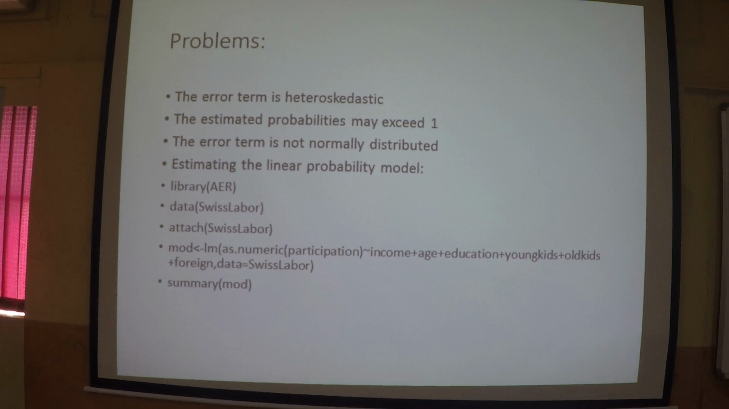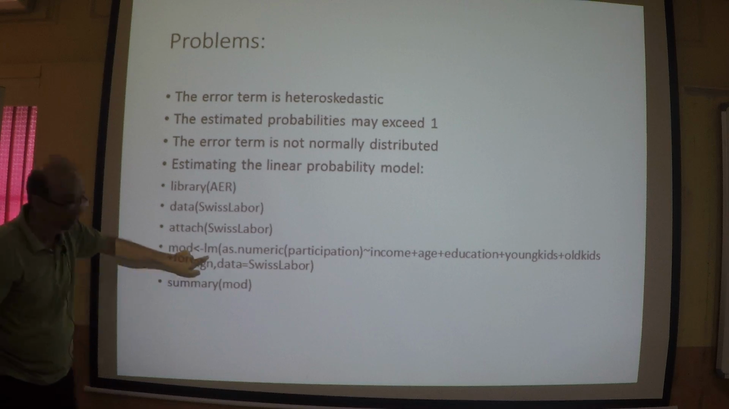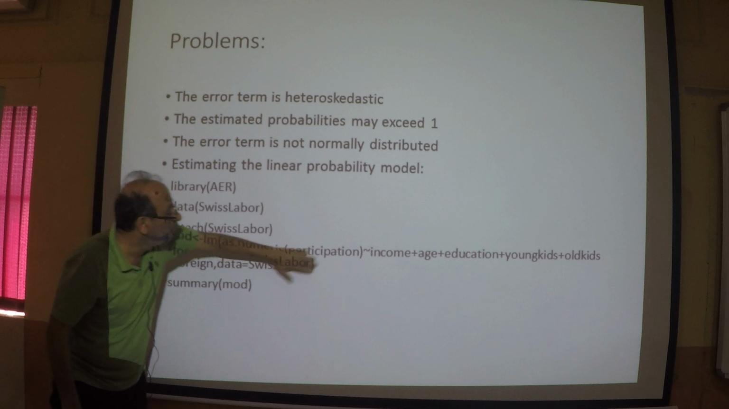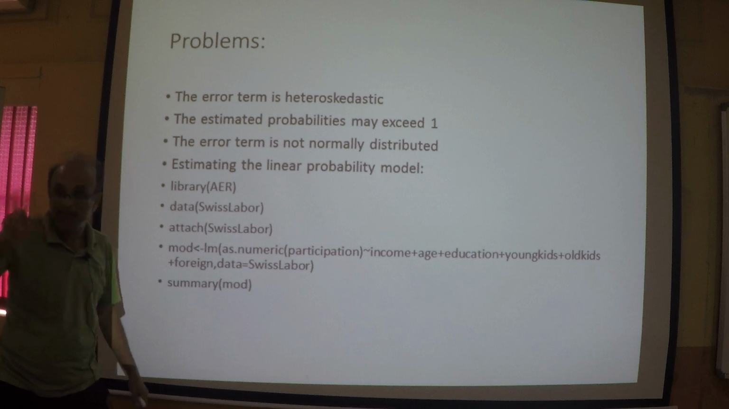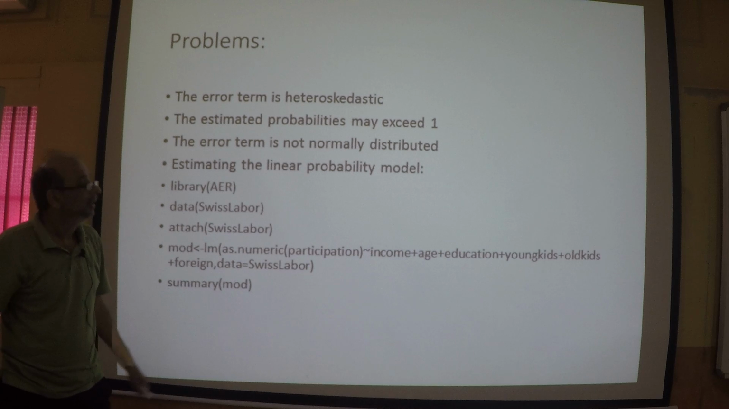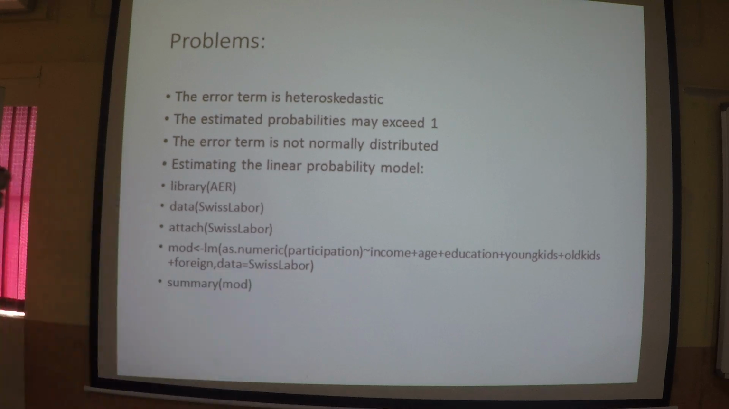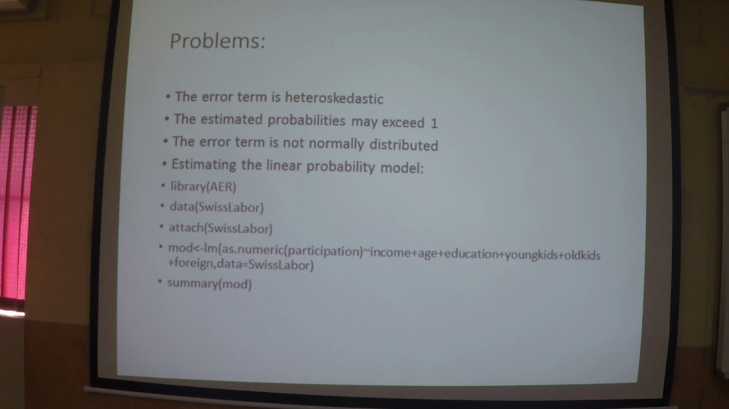So what do you do? You attach the data set, you run a model called lm, the linear model. You create an object called mod, which is lm, bracket, as.numeric participation. Why as.numeric? Because participation is coded as yes, no, but I need to convert it into 1, 0. So I tell the computer to think of this as a numeric variable, as.numeric participation, regressed on income, age, education, young kids, old kids plus foreign. These are all the independent variables, right? And where is the data coming from? Swiss labor. And ask it to summarize the model. Like I told you, I have not included age square in this for some reason, which I will discuss.